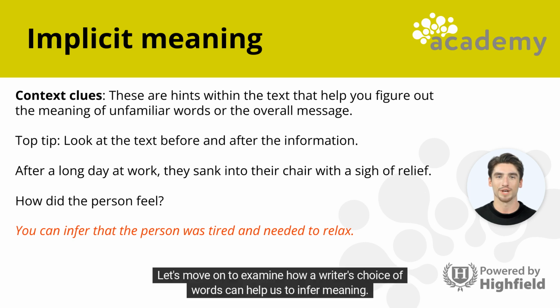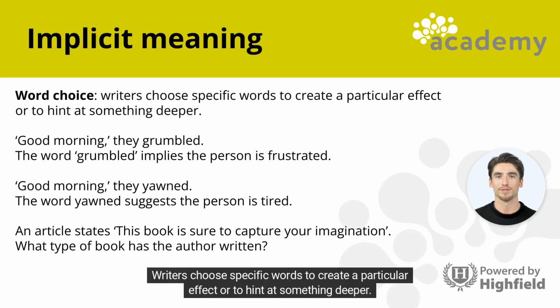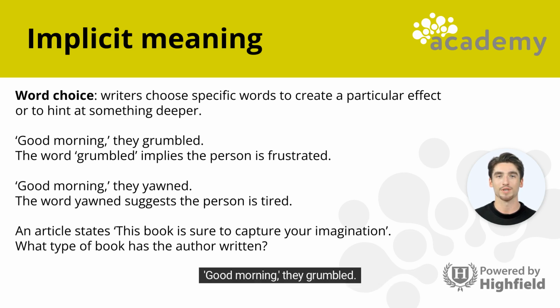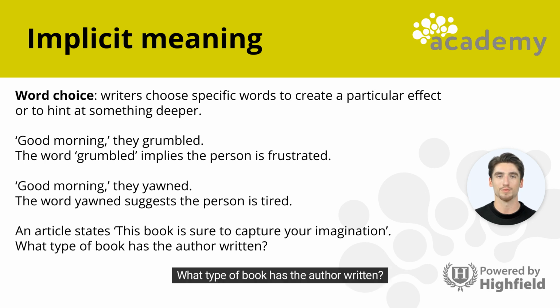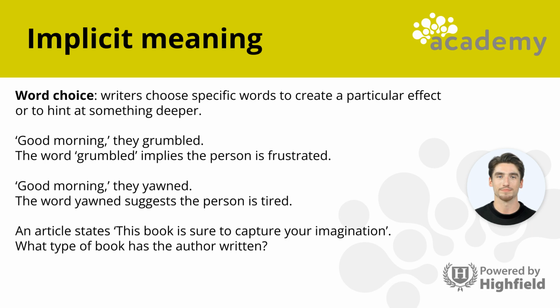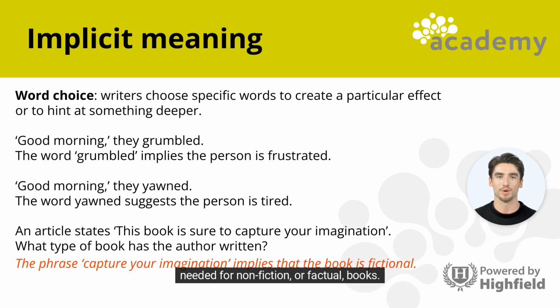Let's move on to examine how a writer's choice of words can help us to infer meaning. Writers choose specific words to create a particular effect or to hint at something deeper. For example, good morning, they grumbled. The word grumbled implies the person is frustrated. Good morning, they yawned. The word yawned suggests the person is tired. An article states, this book is sure to capture your imagination. What type of book has the author written? The phrase capture your imagination implies that the book is fictional, as imagination is not generally needed for non-fiction or factual books.